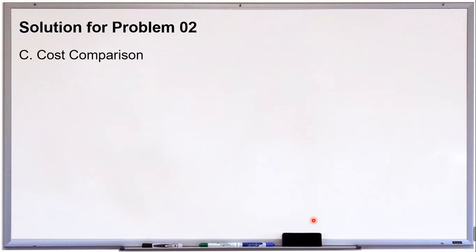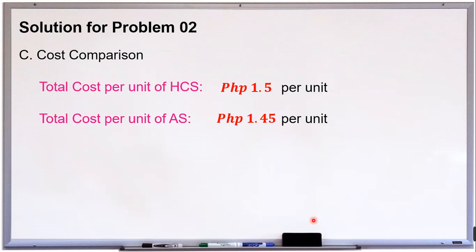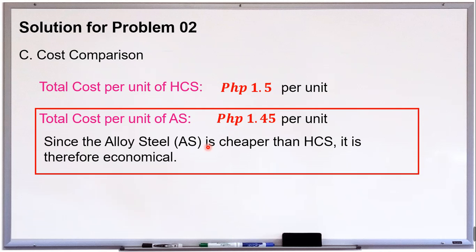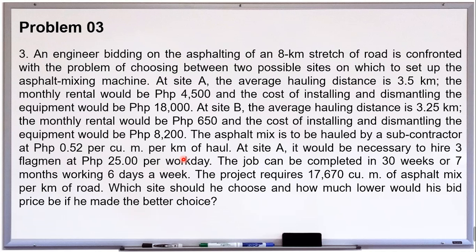Next, we're going to compare their total cost per unit. For high carbon steel, that is 1.5 pesos. For alloy steel, that's 1.45 pesos. By comparing the two, we can say that the alloy steel is cheaper than the high carbon steel by an amount of 0.05 pesos. So our alloy steel is therefore economical. Next, let's proceed to problem number 3.